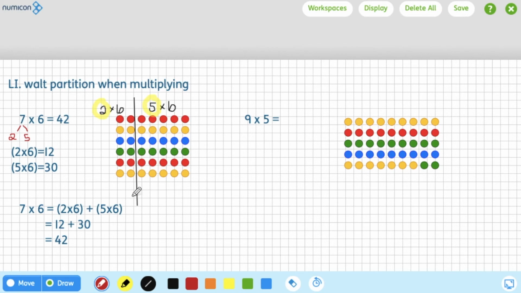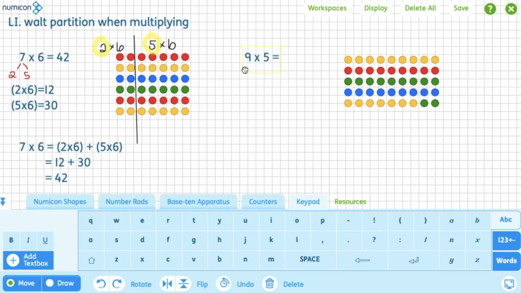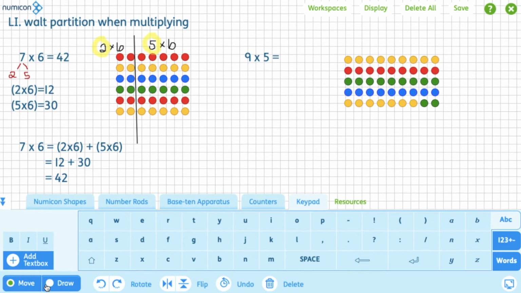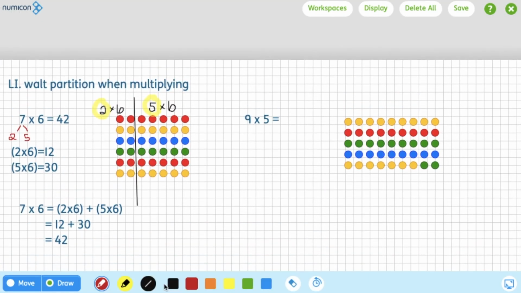Sometimes drawing the array is actually really quite handy. All right, we're going to move over to the other side here. We've got 9 times 5 here. And maybe you already know the answer to this question, but we're just showing you how to use partitioning when multiplying. It's really, really handy when we have tens and units, but we'll just do it this way today. So I'm thinking 9 times 5, and I'm thinking, do you know what? I would really like to split this 9 into 2 things that I can manage. How about a 4 and a 5 instead?